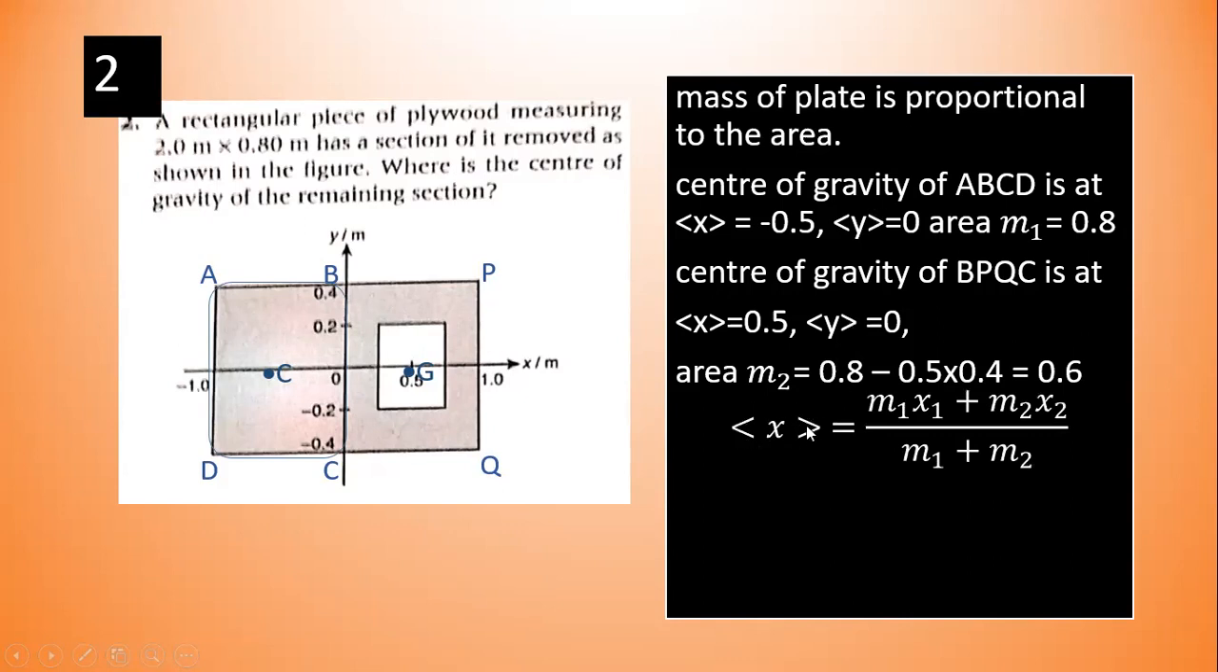Calculate the center of gravity for x using the formula. There's 0.8 times your x. The negative sign must be there. And then 0.6 times your x, 0.5. The total mass or total area is 0.6 plus 0.8. Calculate it out. Minus means it is somewhere here, near the origin there. Positive will be here, negative will be here.